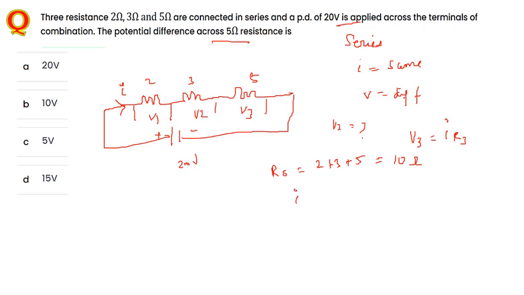From this, the current I is equal to V by R. They have given the potential as 20, and the equivalent resistance here is 10, so we have 2 ampere. Now V3 is equal to the current, which we already found as 2, times the resistance 5, so we get 10 volt. That is, 10 volt of potential will be drawn across the resistance R3. So the answer here is 10 volt.